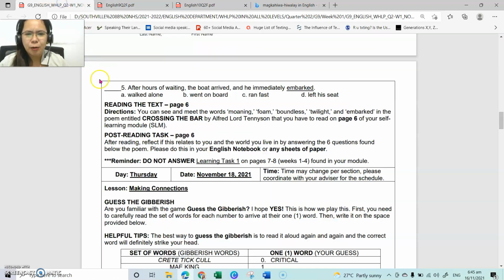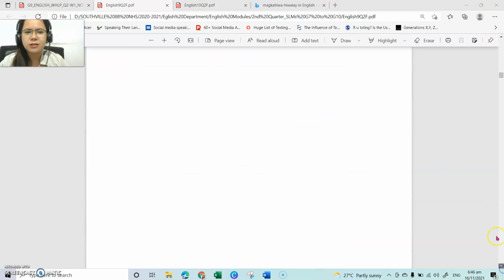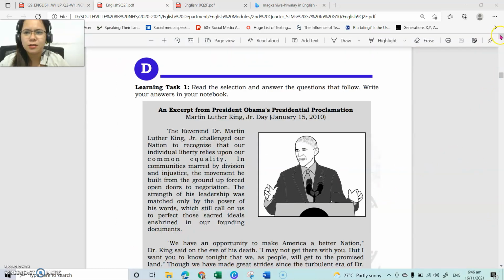Okay. Now, after reading the poem Crossing the Bar, so you have to do the post-reading test, which you can find the same on page 6. So you have to answer the questions there, and you can do it in your English notebook. Then if you don't have your English notebook, you can use any sheets of paper. Okay, so you have to go back here and then answer these 6 questions.